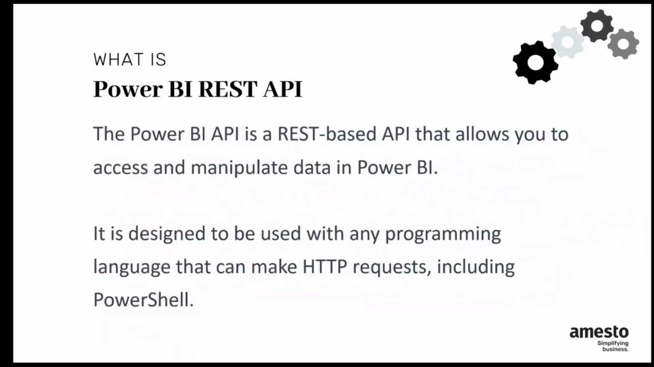But there aren't ready-made cmdlets for everything. Sometimes you have to use the Power BI API endpoints to access and manipulate Power BI data. What is an API? An API is a way for different software systems to talk to each other and share information over the internet. The API is designed to be used with any programming language that can make HTTP requests, including PowerShell. You can use the Power BI API to perform tasks such as updating the parameters in a dataset, enabling the automatic refresh, or to trigger a refresh.